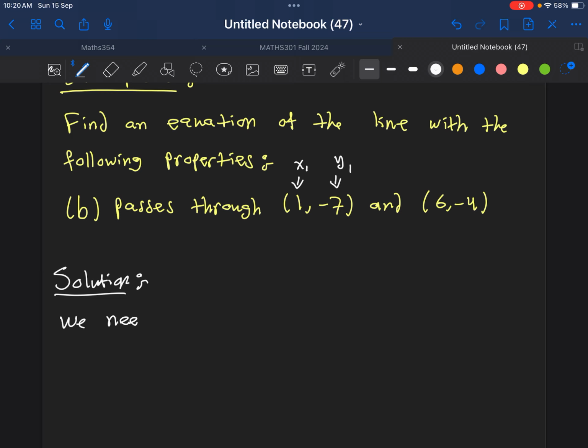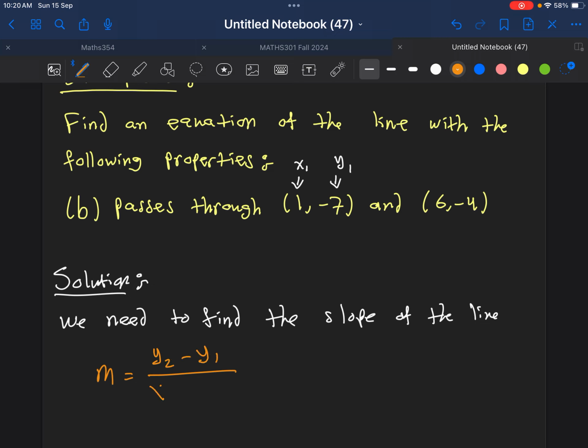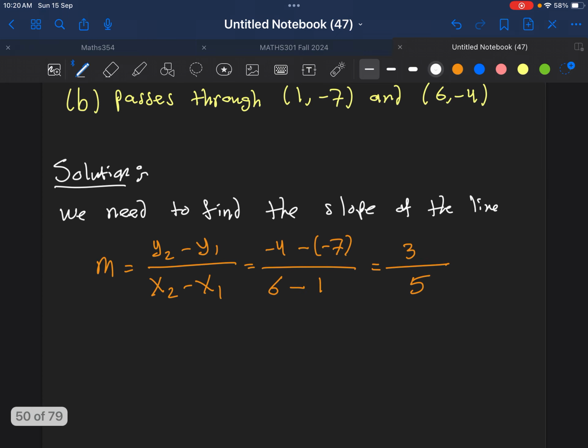However, we need to find the slope first. The slope of the line. Now, what's the slope of the line? Is m equal to y2 minus y1 over x2 minus x1. What is y2? It is -4 minus -7. What is x2? 6 minus 1. So this would be 5, and the top will be 3. So the slope is 3/5.